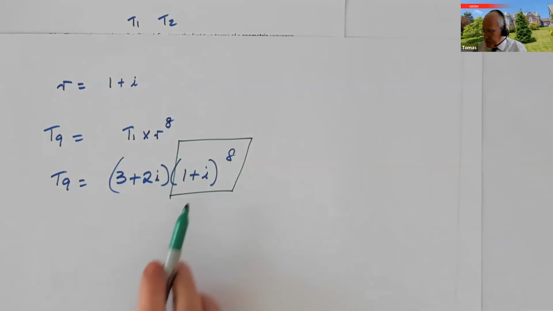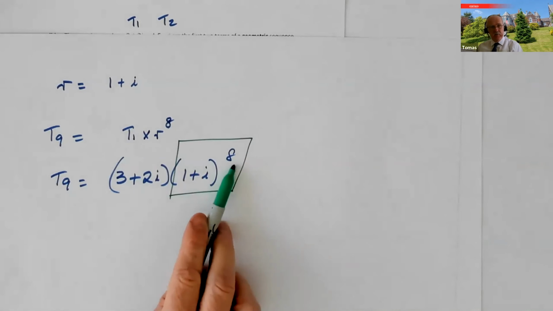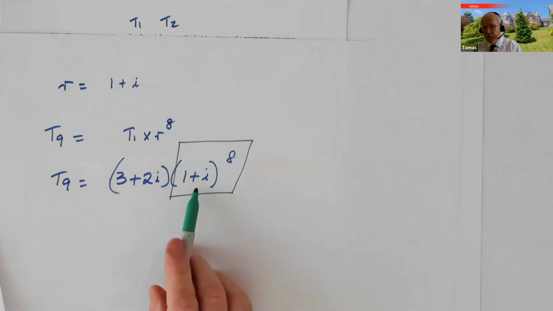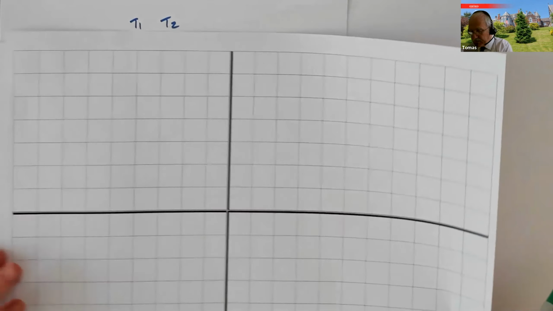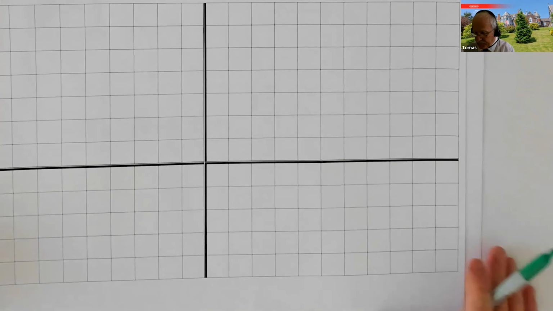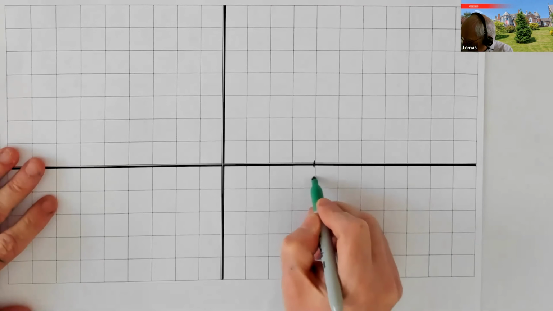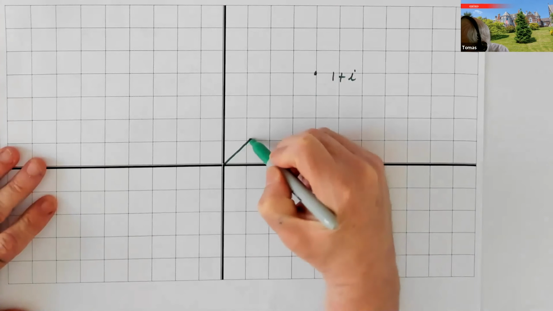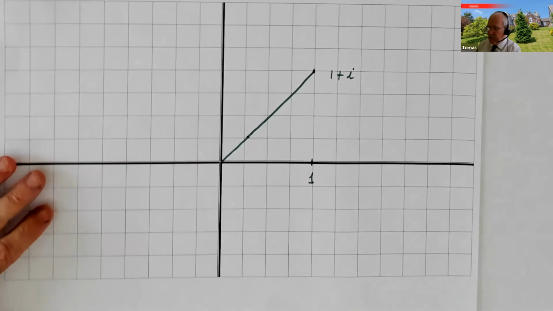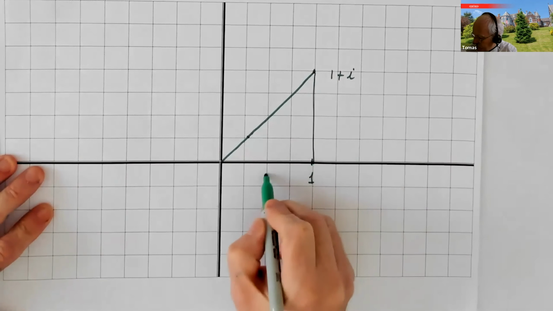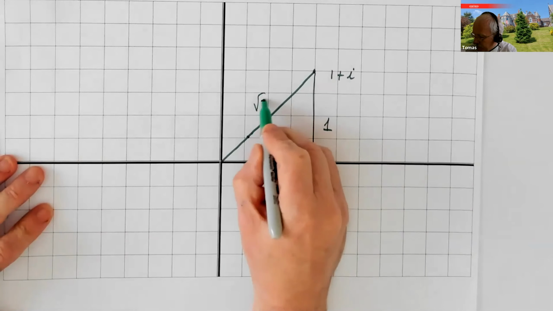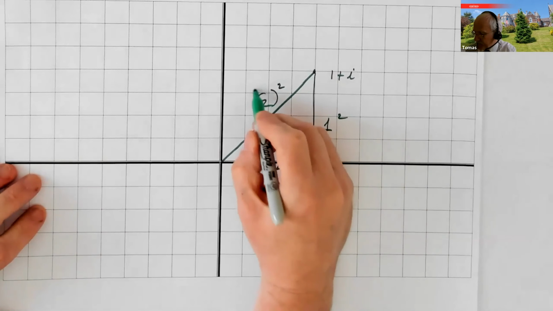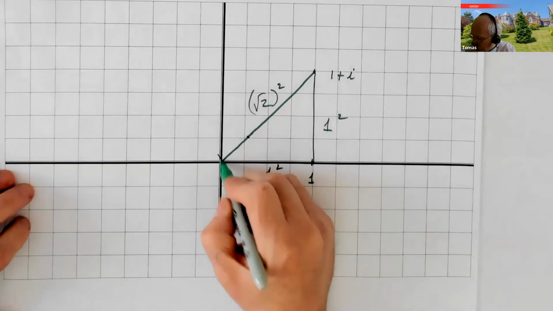Now, you're not going to spend your time doing that to the power of 8 because it would take you too long to multiply them all out. So you're going to use De Moivre's theorem. So let's imagine that it was 1 plus i. You go out 1 and up 1. 1 plus i. If that's 1 and this is 1, this must be the square root of 2, because 1 squared plus 1 squared is that squared. So we now know the length of that.